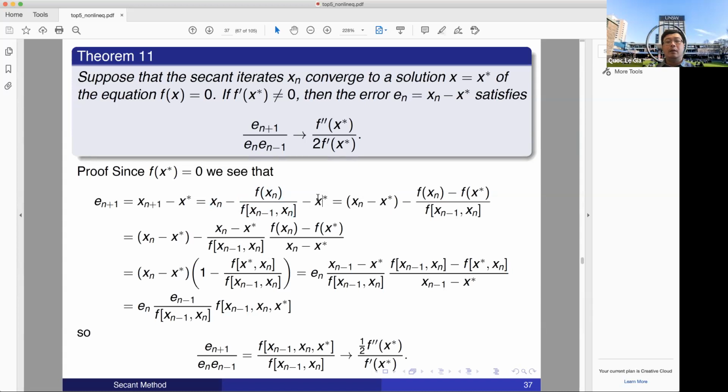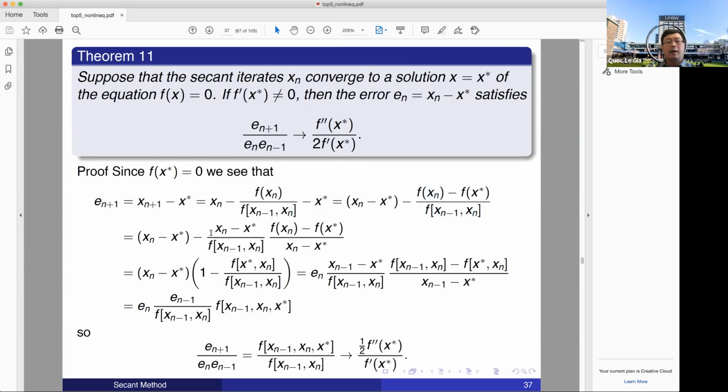Then you move x star close to xn. So then you got this equation, yeah? There is nothing here. You just move x star close to xn, yeah? And then for the second term, okay? So look at the second term.